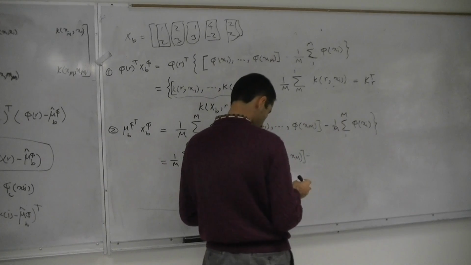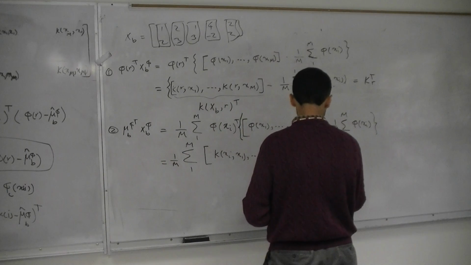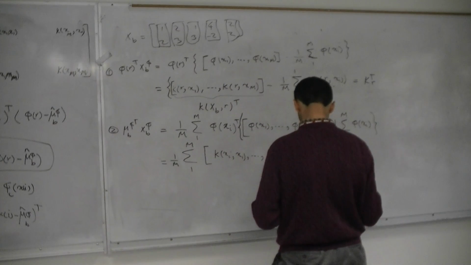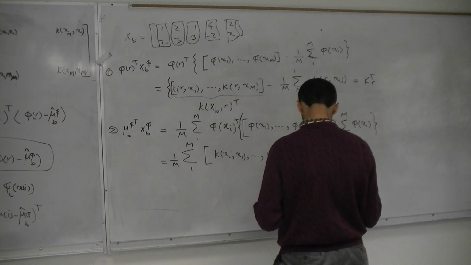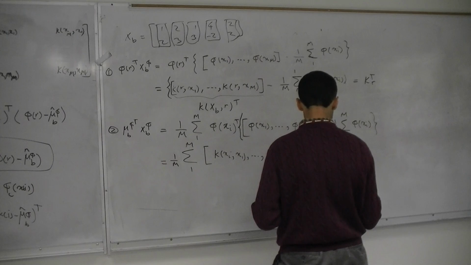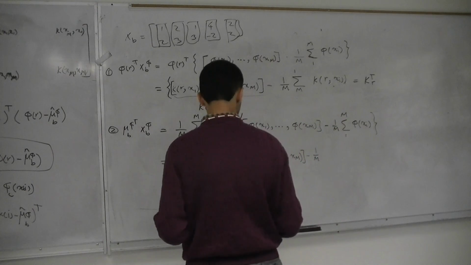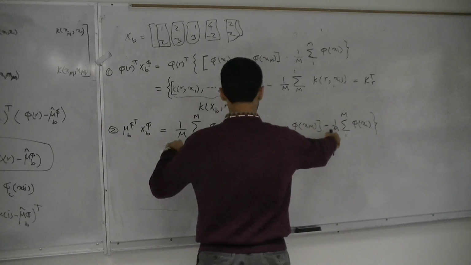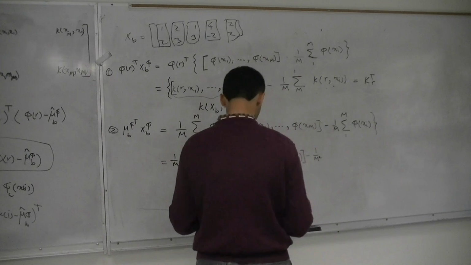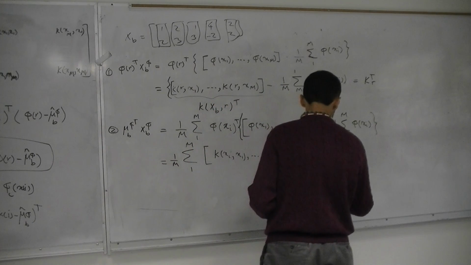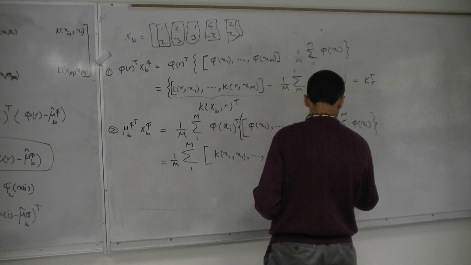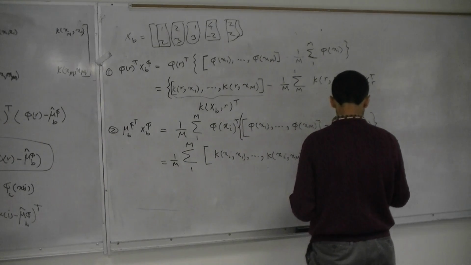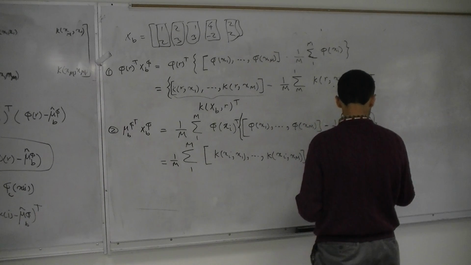Minus 1/n. Here we have 1/n, and it's 1/n squared, with i equal to 1 to n, and j equal to 1 to n, k(x_i, x_j).